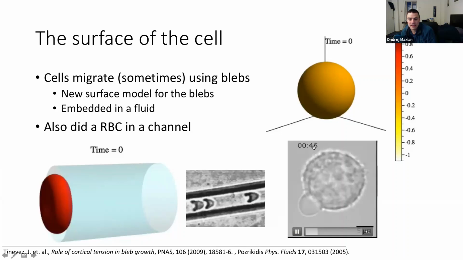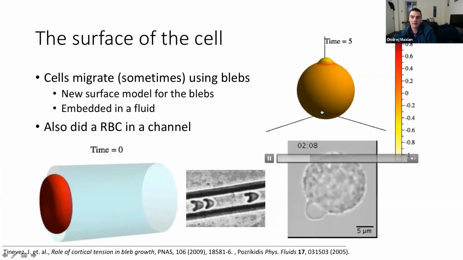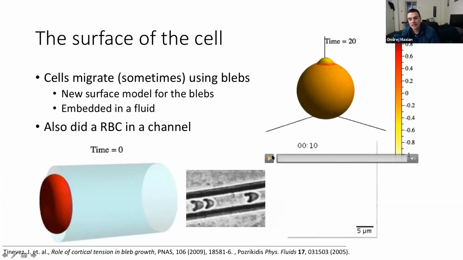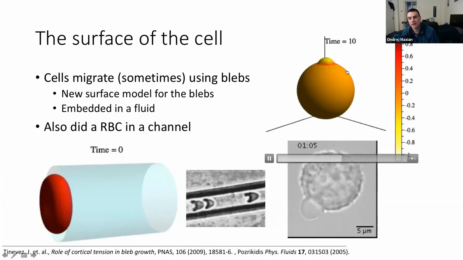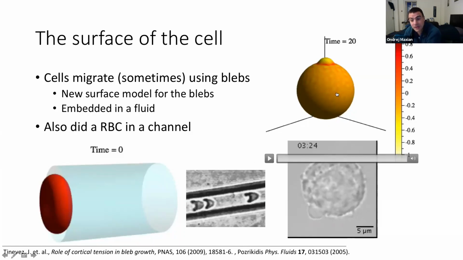So part of what I did was I developed a new numerical method for simulating the cell and the bleb specifically. So here is a simulation that we did of the bleb forming. And what you see that definitely stands out is that this bleb here is not as smooth as this one here. So part of the problem with the numerical method that we made was that the bleb becomes smoother than it actually is.